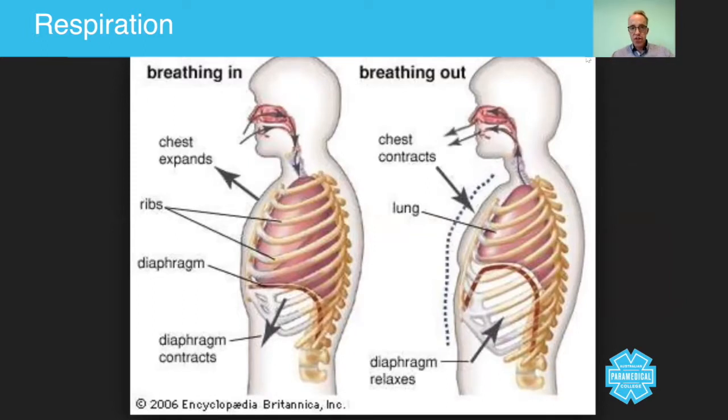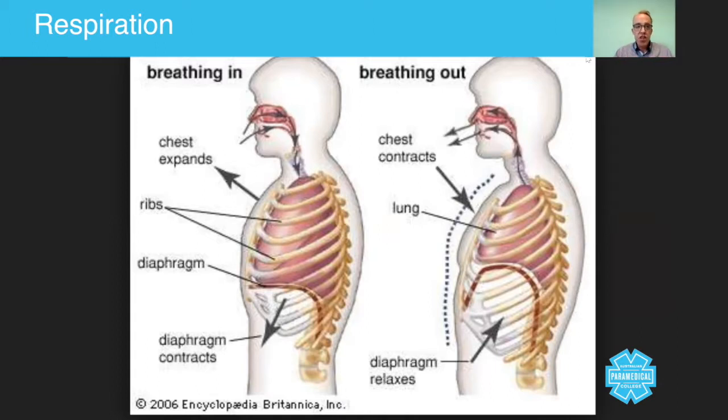The air goes in through your mouth and nose, down in through your trachea, and eventually down into your lungs and down to the capillary bed, where the oxygen jumps into the cells, onto the hemoglobin, and gets transported around the body.